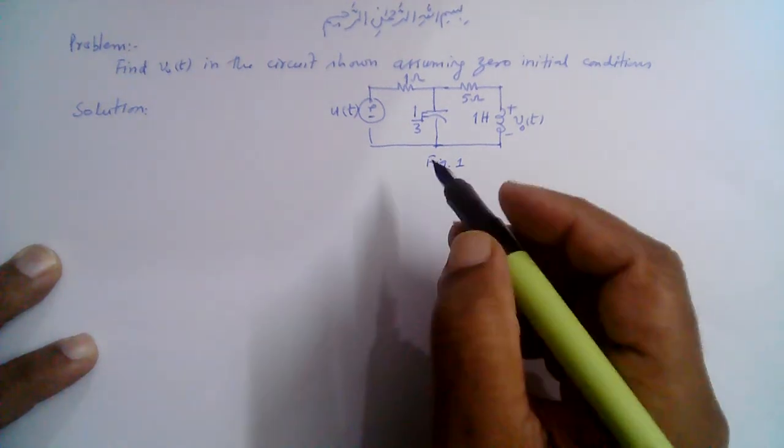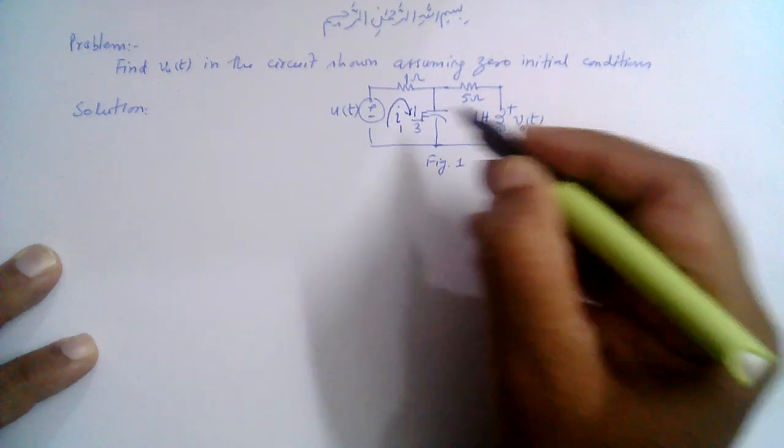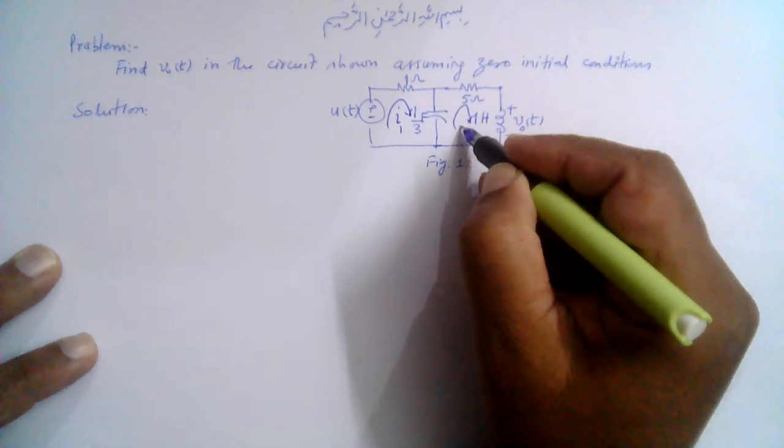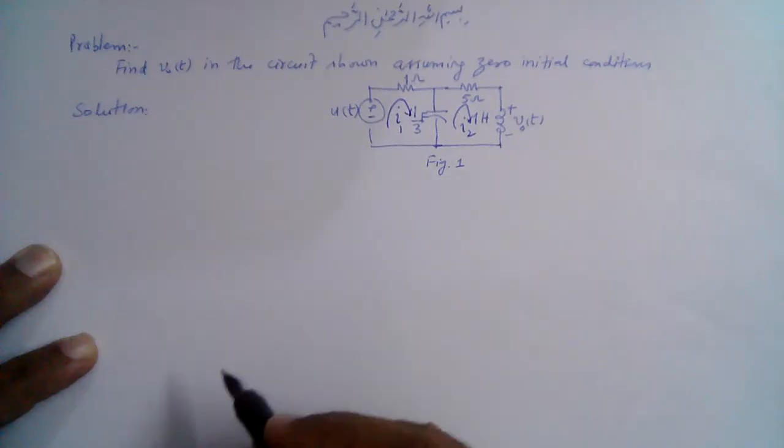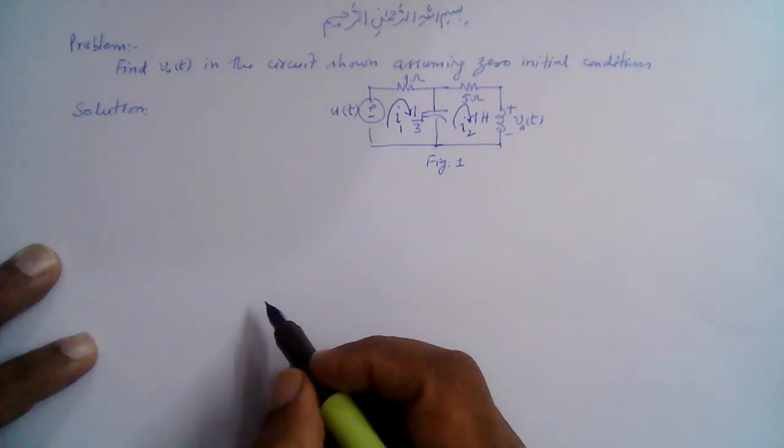Let us also try to solve the circuit in the time domain. For example, if we assume this current here I1 and this current here I2, what will the equations look like in the time domain? We try to solve the circuit in that way.